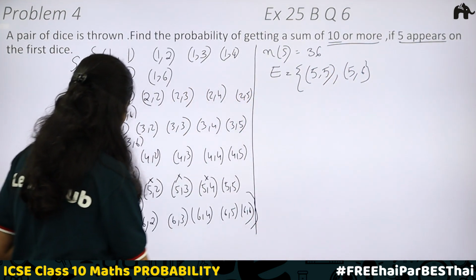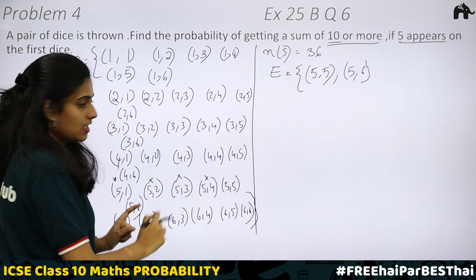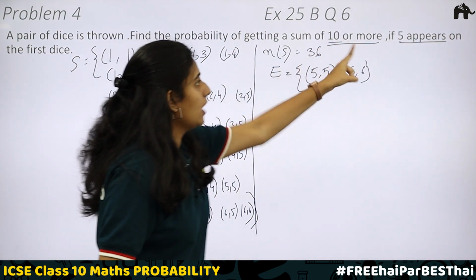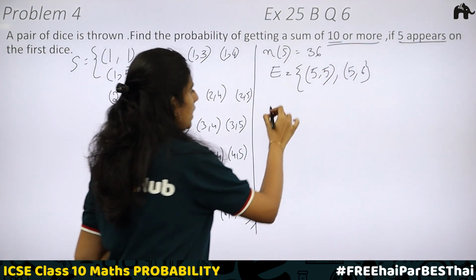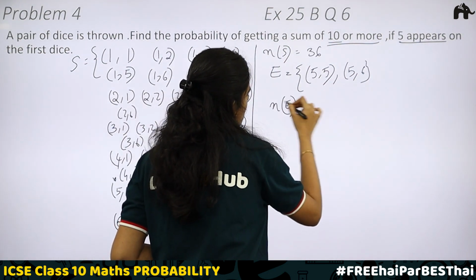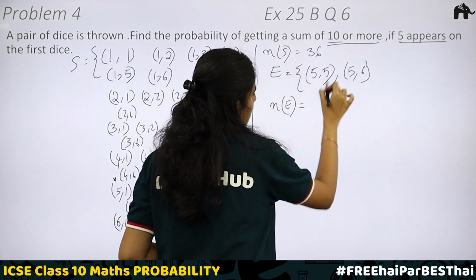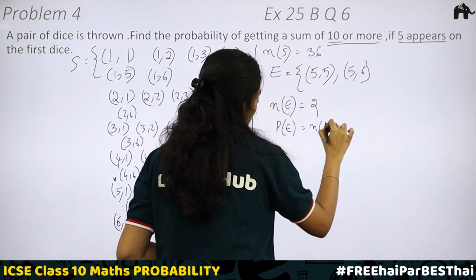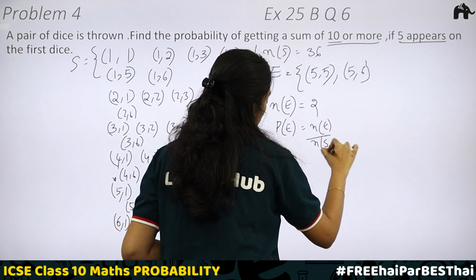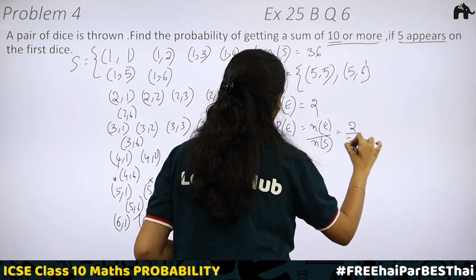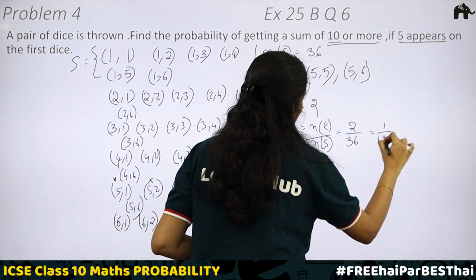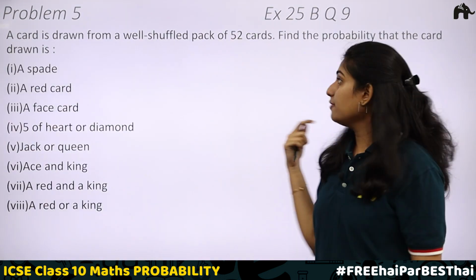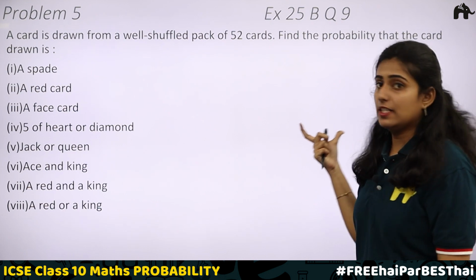We cannot take all of these. When 6 comes, you can take 6 plus 4 is 10, but you need to get 5 on the first die. The number of outcomes favorable to the event will be equal to 2. Then what is the probability of the event? N of E divided by N of S, that is equal to 2 by 36, 1 by 18. 1 by 18 is your probability. Clear?